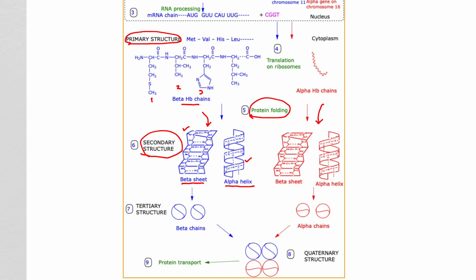In case of hemoglobin, we only see alpha helices. We don't see beta sheets. So some proteins may have alpha helices and beta sheets. Other proteins may have both beta sheets and alpha helices. Other proteins may have beta sheets, no alpha helices. All kinds of combinations are possible. So these are called secondary structures.